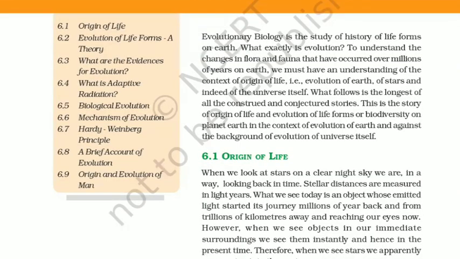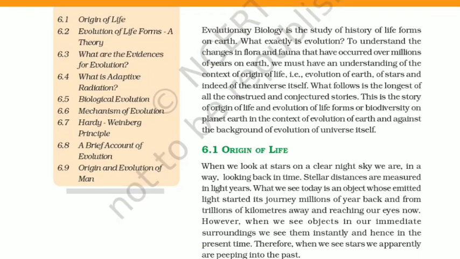What exactly is evolution? To understand the changes in flora and fauna that have occurred over millions of years on Earth, we must have an understanding of the context of origin of life, that is, evolution of Earth, of stars, and indeed of the universe itself. What follows is the longest of all the construed and conjectured stories. This is the story of origin of life and evolution of life forms or biodiversity on planet Earth in the context of evolution of Earth and against the background of evolution of universe itself.